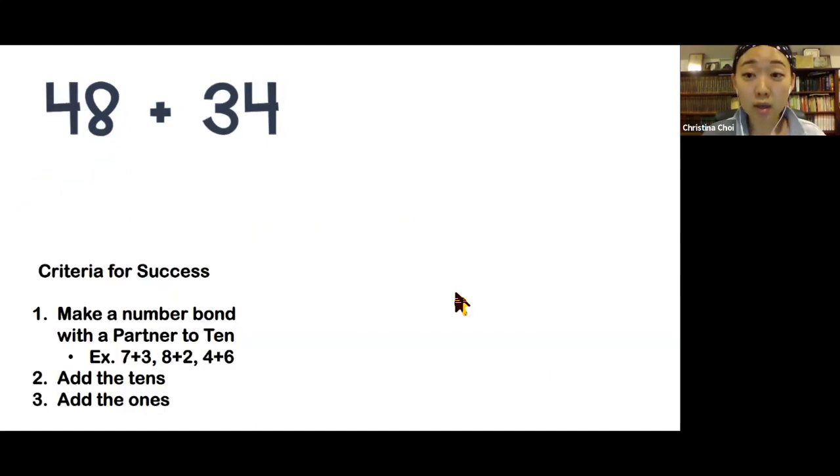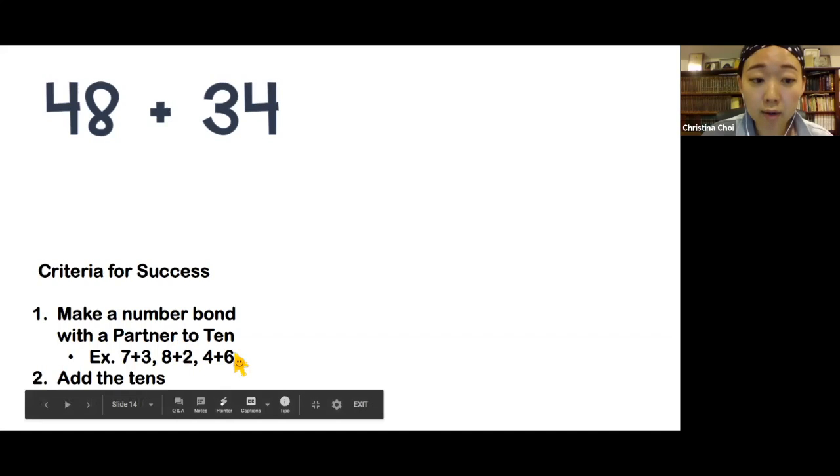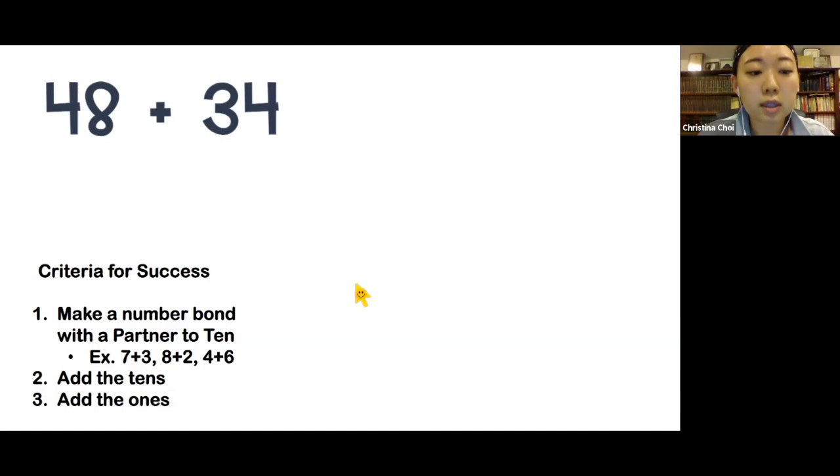Okay, so here is the problem you're going to work on your own with your paper and pencil. You're going to solve 48 plus 34, and here's the reminder for the criteria for success. You have to make a number bond with a partner to 10. For example, 7 plus 3, 8 plus 2, 4 plus 6, and in the other problem, it was 9 plus 1. Second criteria for success is add the tens, and then third is add the ones.